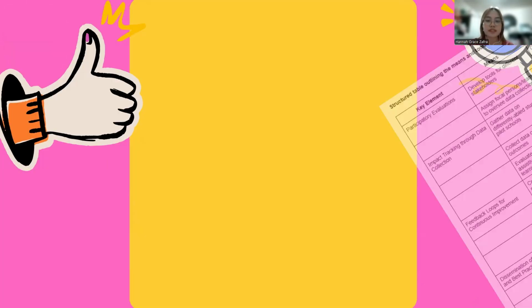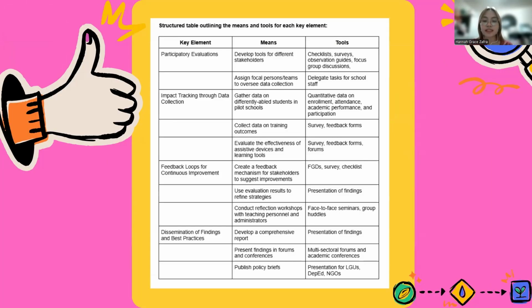So here is the structure table outlining the means and tools for each key element. As we can see, a mix of quantitative and qualitative tools will be used to really measure the effectiveness of the program. So we will use surveys, feedback forms, and a series of FGDs for this. And the findings will be presented on multi-sectoral forums or academic conferences.